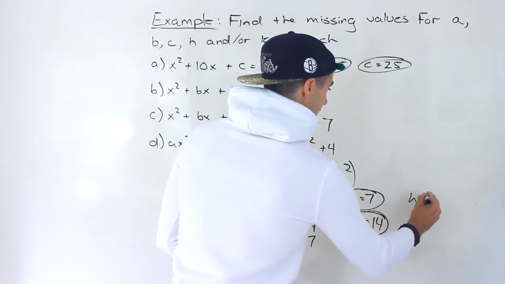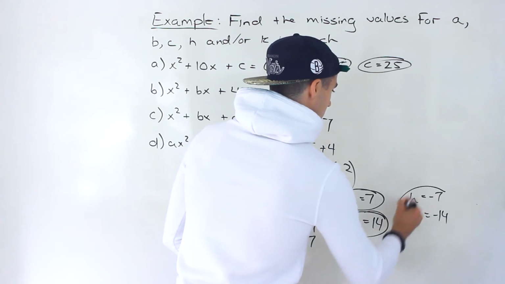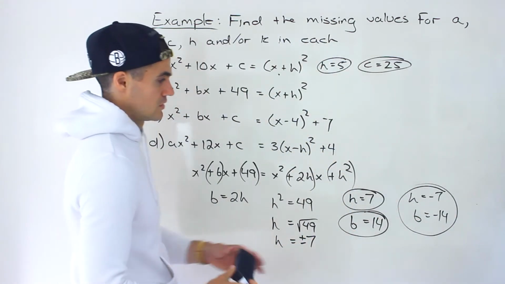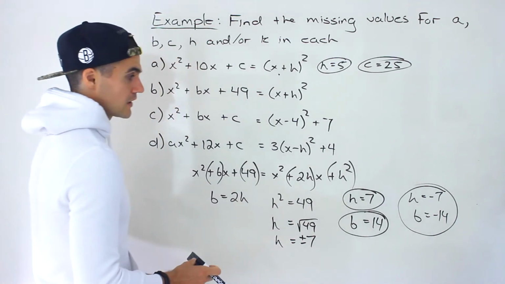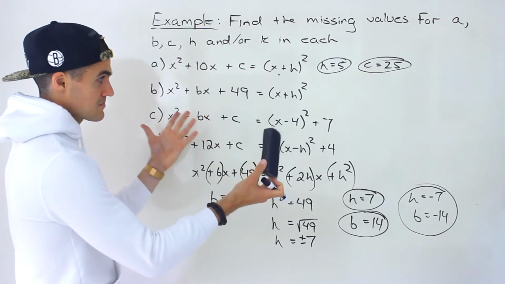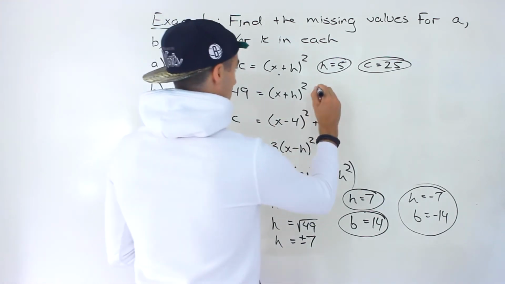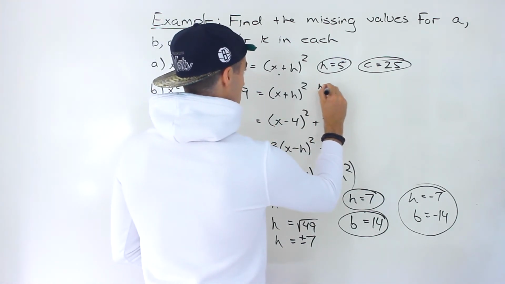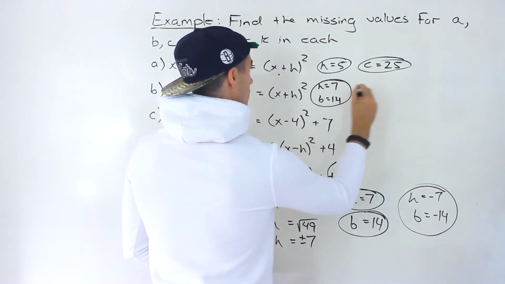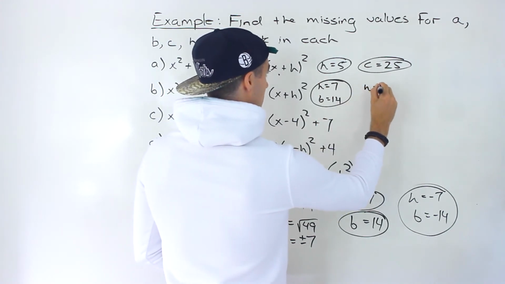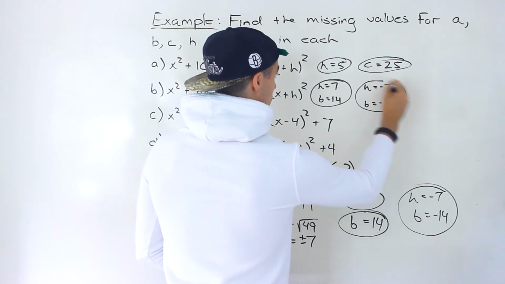And then if h is negative 7, then the b value would be negative 14. So we got two potential solutions for part B. And again, you could take these, plug them in, expand them. You'll see that the left side is equal to the right side. So for part B, we could either have h equaling 7 and b equaling positive 14, or here we can have h equaling negative 7, b equaling negative 14.